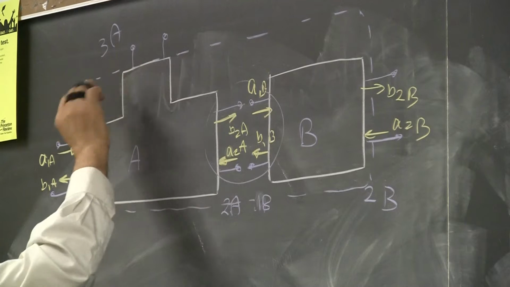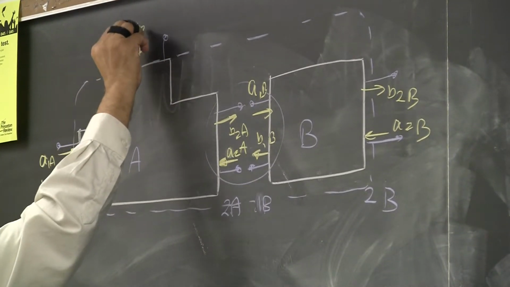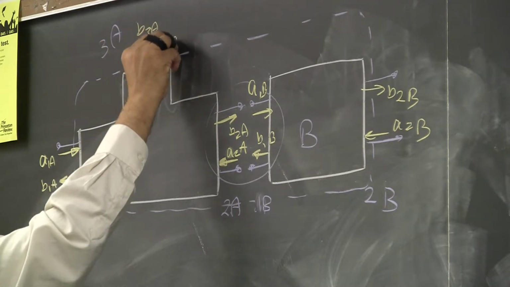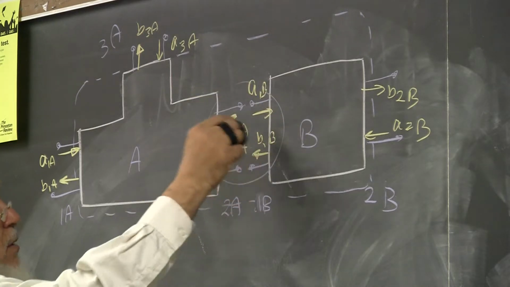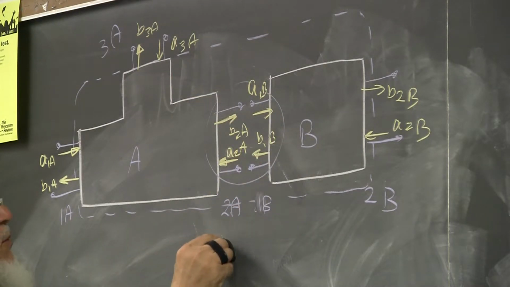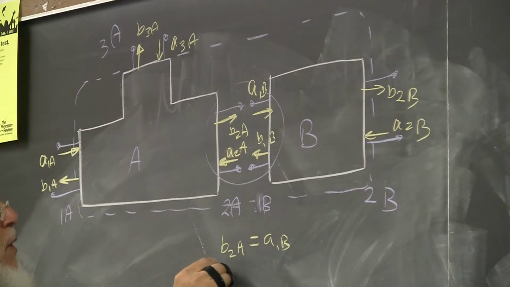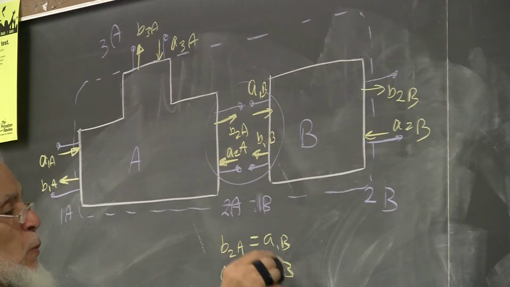And this one here, it doesn't matter which is which. There will be a B3A and A3A. So these two here, you will have B2A is equal to A1B, and A2A is equal to B1B.